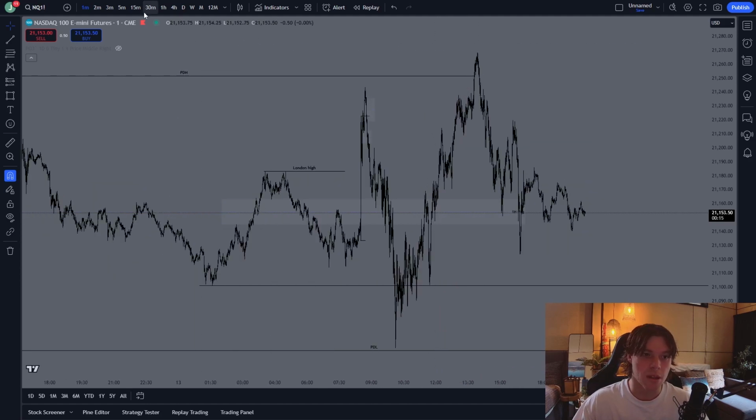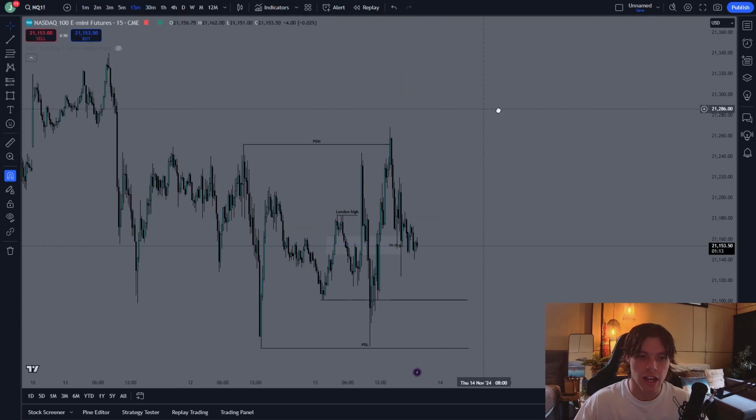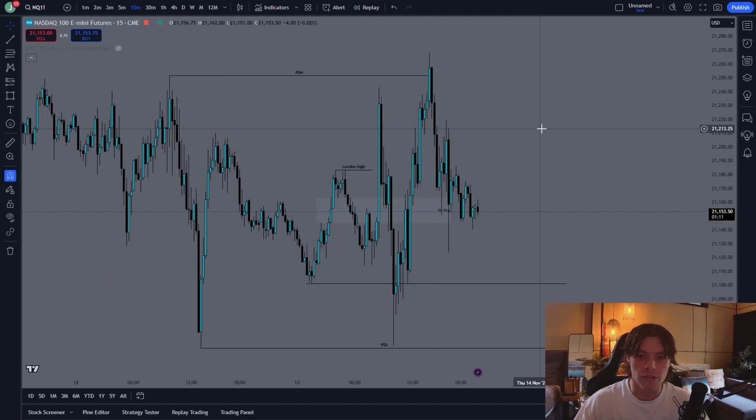I'm looking at mainly the current session, and what I've noticed is that the New York AM session almost always takes out the previous day's high or the previous day's low within that 8:30 to 11 o'clock time. It usually takes out the previous day's highs or lows.